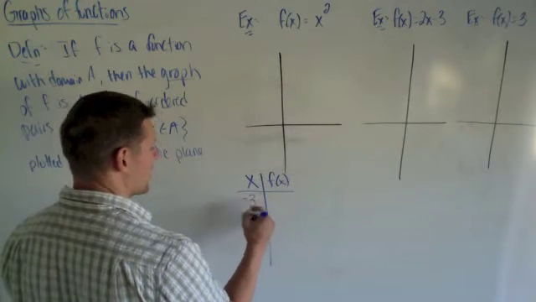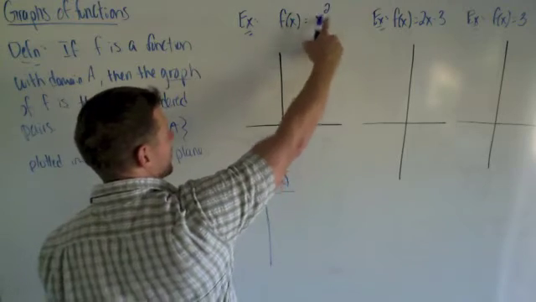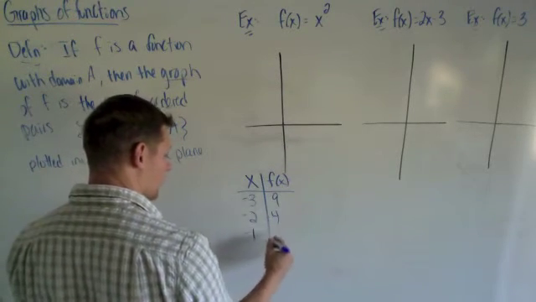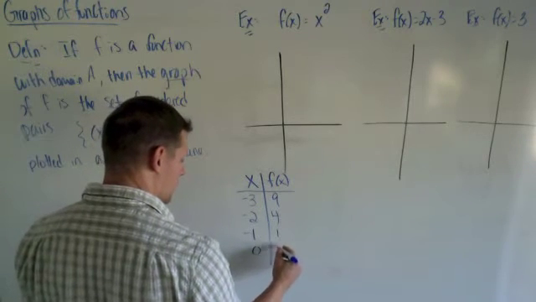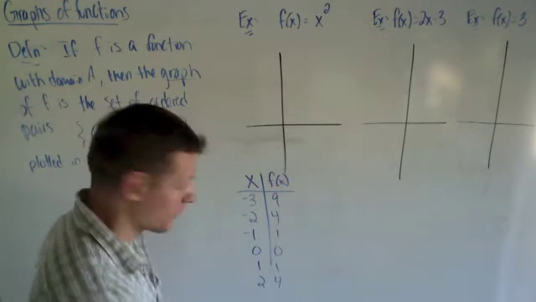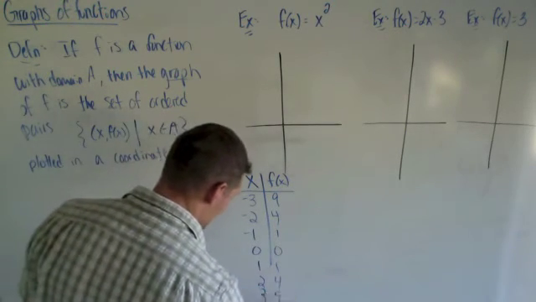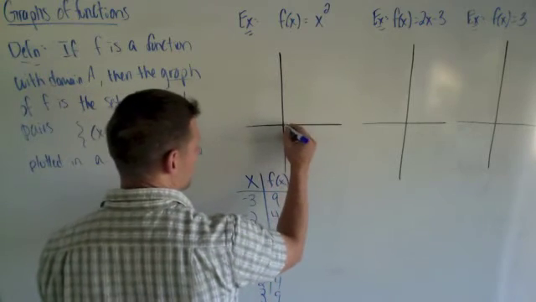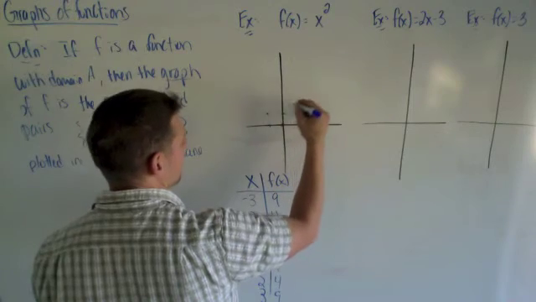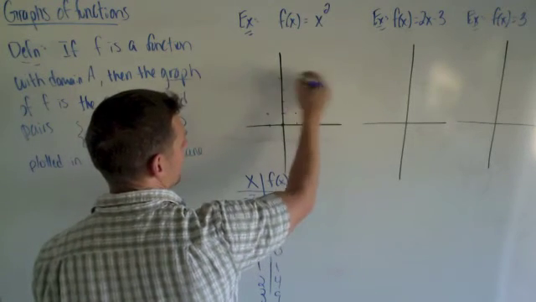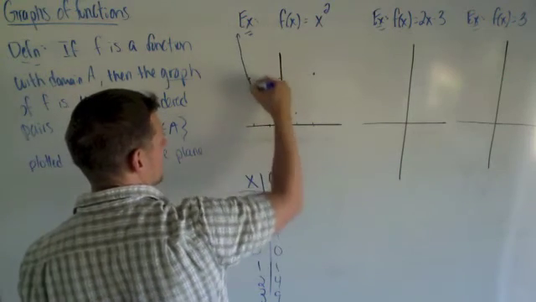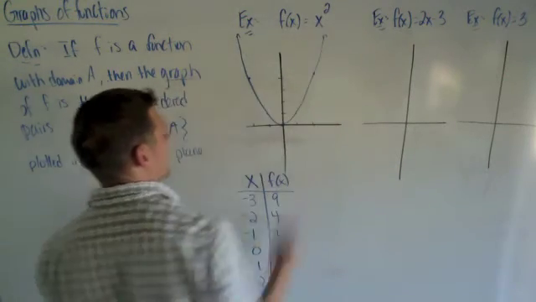If I put in -3 here for x, we'll get -3 squared, that gives us 9. -2 gives us 4. -1 gives us 1. 0 gives us 0. 1 gives 1, 2 gives 4, and so forth. And 3 gives 9. If we graph these points on the coordinate plane, (0, 0), (1, 1), (-1, 1), (2, 4), (3, 9), and so forth, (-2, 4), and we continue to graph this, we get the graph of this parabola.